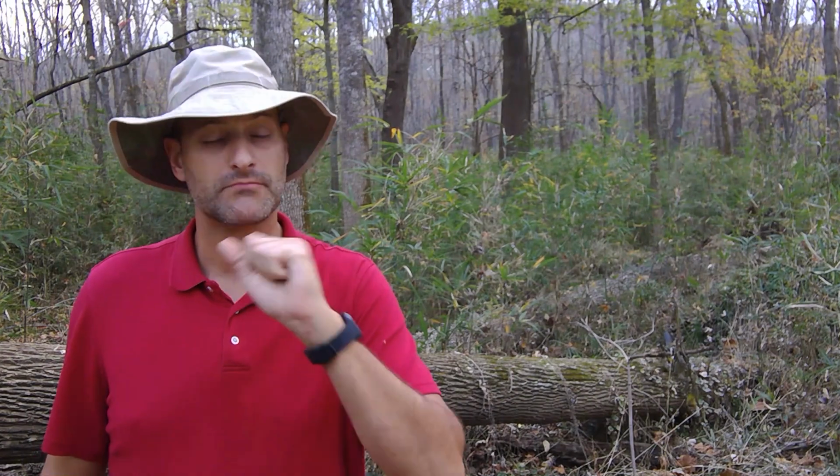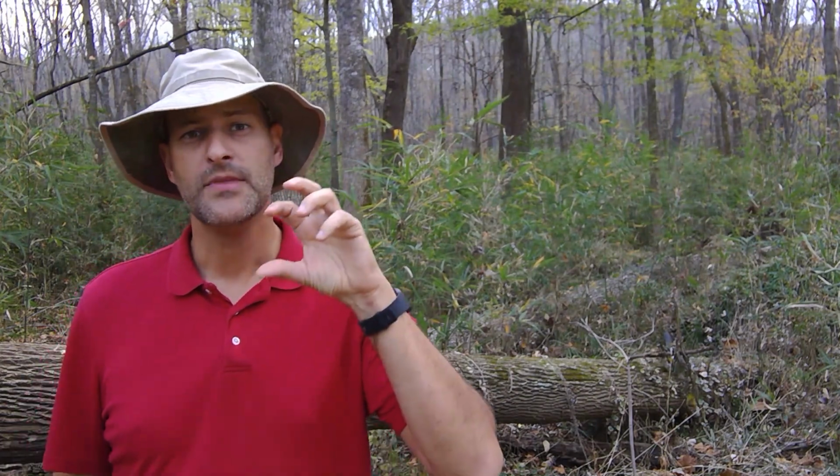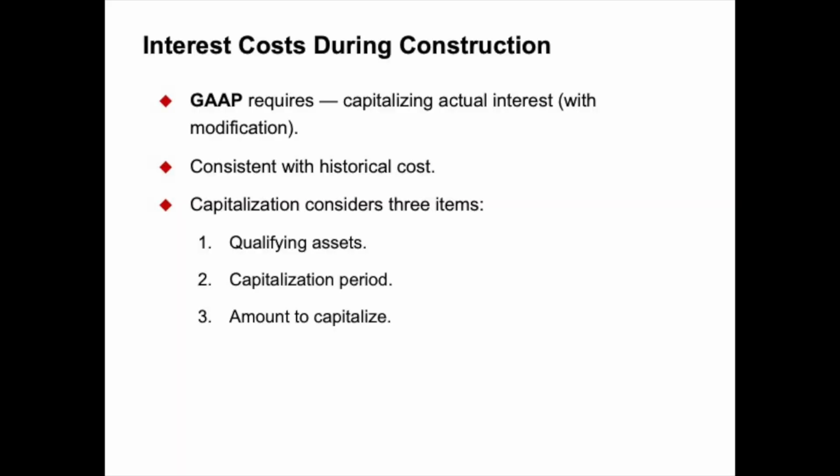Now, the interest costs that we capitalize, now this is consistent with historical cost, and we consider 3 items. One, it has to be a qualifying asset. So it has to be an asset that we're going to capitalize to begin with. And then we have to figure out what the period is. So over what duration or what period of time are we going to capitalize these interest costs? And then how much do we get to capitalize? So those are kind of the 3 considerations we take into account.